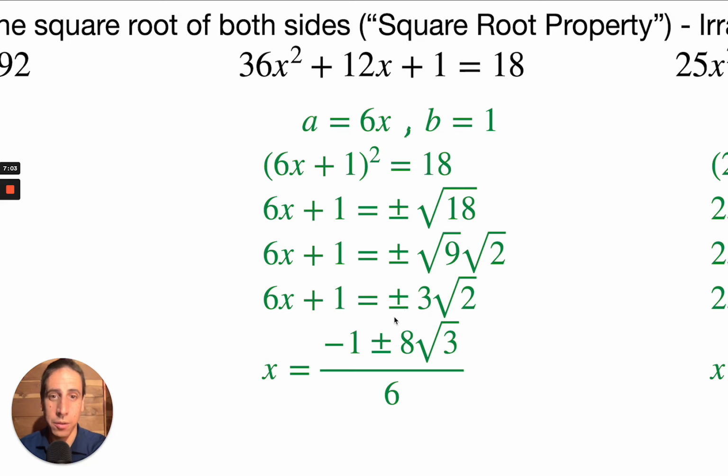So I got to subtract 1 from both sides. You get negative 1 plus or minus 3 root 2. And then divide both sides by 6. You get this. Now, if you wanted to, you could type it into your calculator and get a decimal, or if your homework is requiring you to type out 2 separate answers in exact form, then you could say it's negative 1 plus 3 root 2 over 6, or negative 1 minus 3 root 2 over 6.